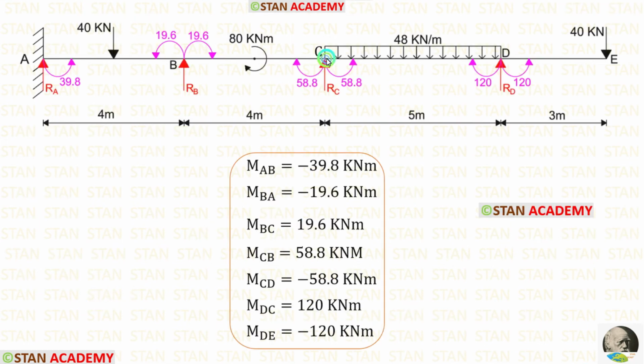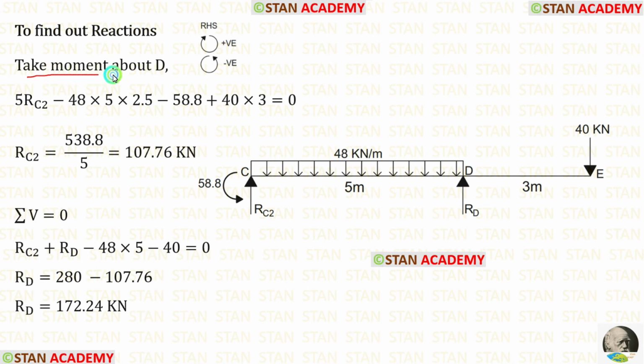Now let us take the spans CD and the overhanging span DE together and find out the vertical reactions. When we take these spans together, no need to consider MDC and MDE because they will get eliminated. Only we have to consider MCD, which is acting in the anticlockwise direction. When we take moment about D, we can find out RC2. Then we can apply the rule sigma V is equal to 0 and find out RD.